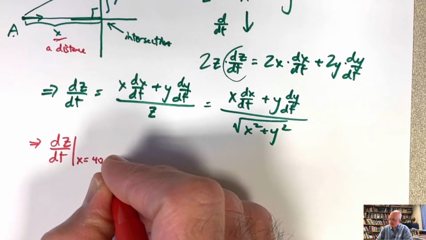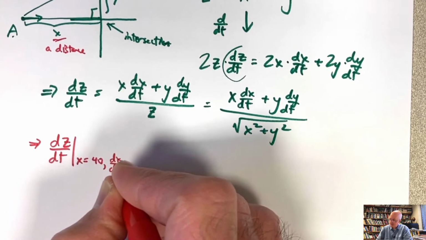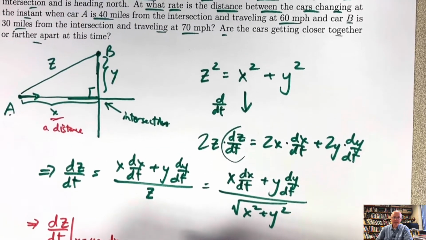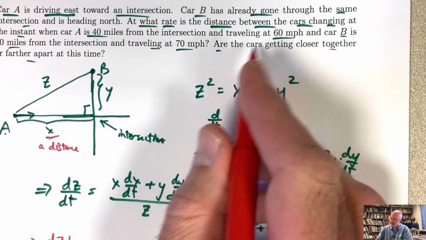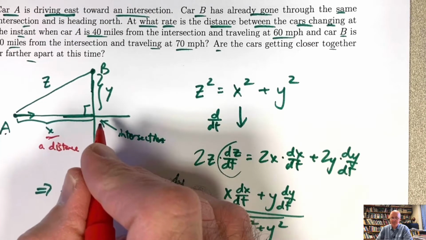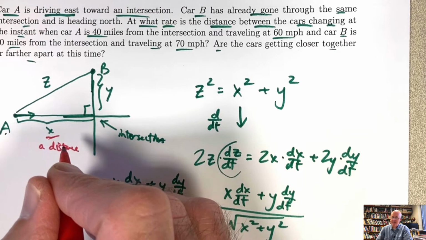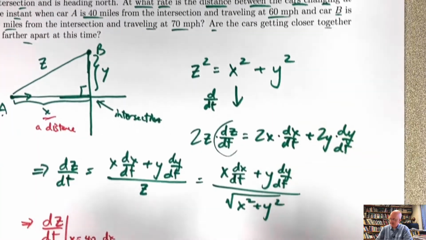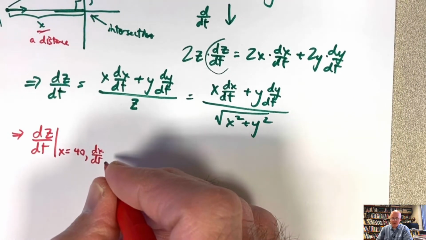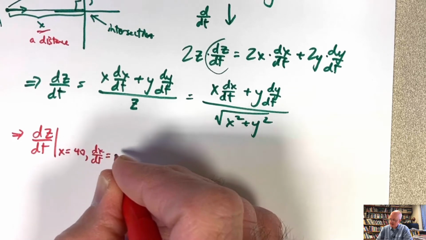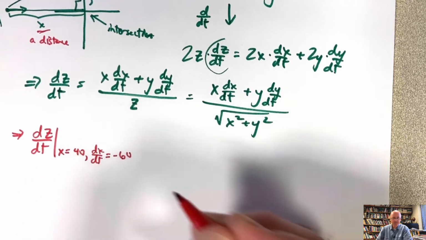x is 40, excuse me. dx/dt, careful, is 60. That's how fast the car is traveling, but dx/dt is negative. It's decreasing, if I think of it as a distance. dx/dt is negative 60.